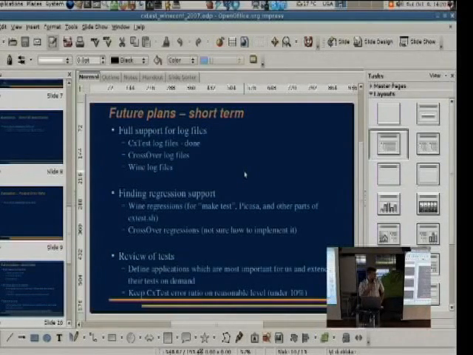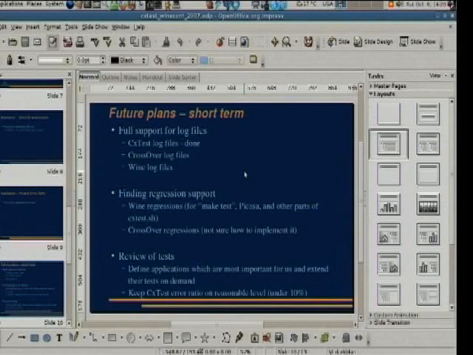It's some bisect problem regarding Git. Then we need to review the tests and define the ones which are important for us, and those could be more complex tests, because right now what we are doing is testing the default installation of the product and some basic usage of the product.